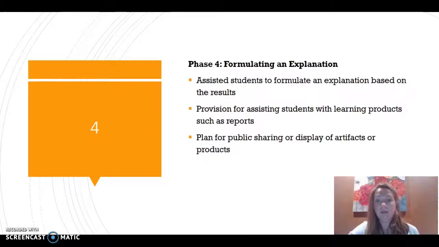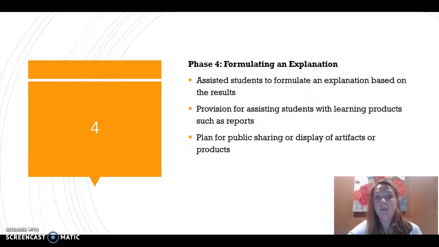All right, this is where students are going to need a lot of scaffolding. So how are you going to scaffold this for your students? Put a big number 4 where you are having some planned assistance, some planned scaffolds in place, some planned differentiated instruction for students to help them formulate their explanation. That might look like a lab report. The product might look like an infographic or a research paper or a video. And then also put a big number 4 beside your plan for public sharing or display.